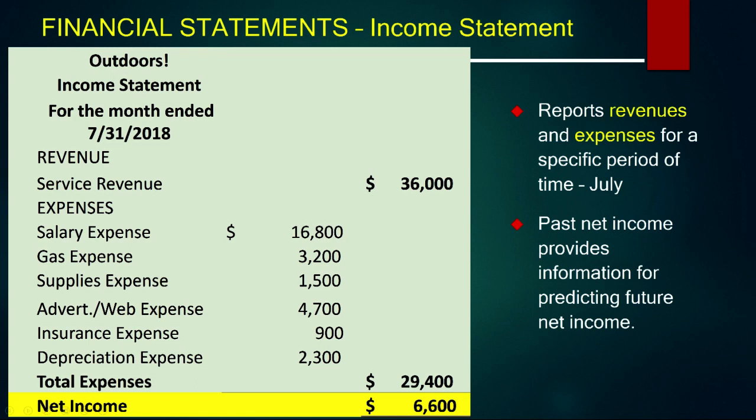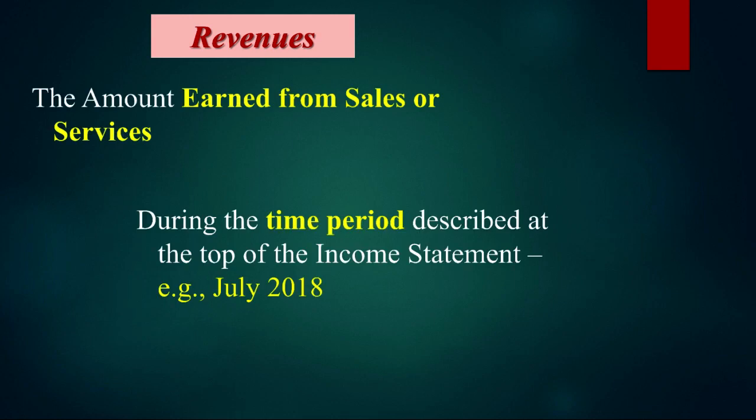The income statement shows revenue and expenses for a specific period in time, in this case the month of July. And the income statement gives us an idea of what the company can sell or create in the future. So if they earned $6,600 in July 2018, chances are next July they should be able to do the same thing or higher. So what is revenue in more detail?